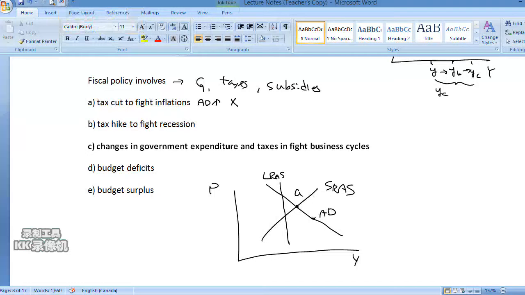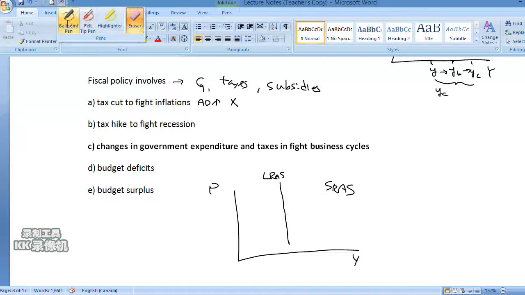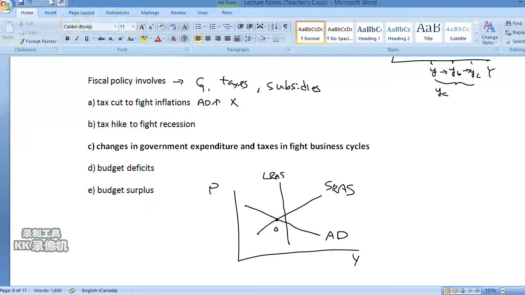Tax hike to fight recession. So if we have a recession, so if you increase taxes, AD curve is going to shift left. So that is also not true, because in this case AD will decrease. Changes in government expenditure and taxes in fighting business cycles, that's true. Budget deficits and budget surplus are not really fiscal policies, they are a result of fiscal policies. So the answer is C.